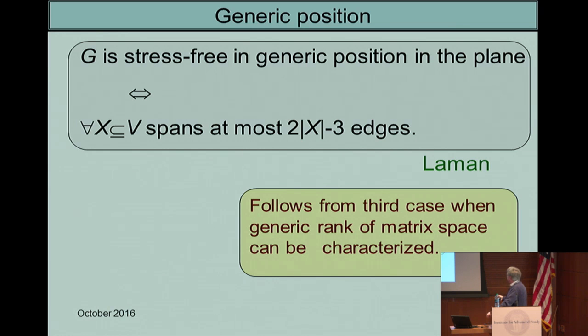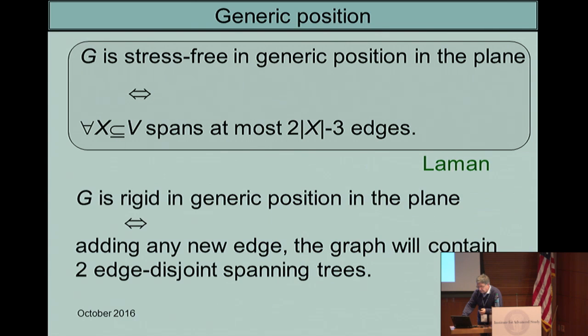And this actually follows from the generic rank of a matrix space, the third case. It's a genericity condition, which translates into a matrix space and leads to the third condition there. And it's a nice combinatorial condition that it is rigid in a generic position. We can think of it as infinitesimally rigid, or by the previous theorem, it means it does not have a finite motion, if and only if adding any new edge, the graph will contain 2 edge disjoint spanning trees. So it's a nice combinatorial way of characterizing rigidity in 2 dimensions.